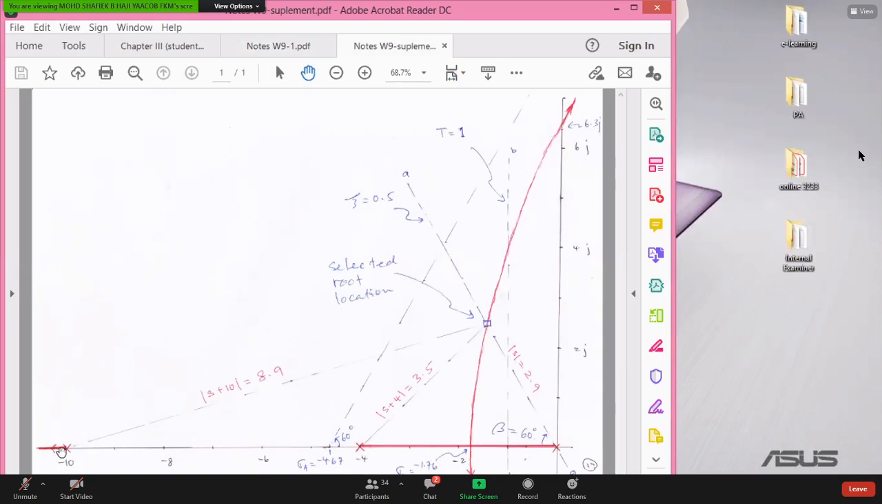On the real axis, the locus exists to the left of an odd number of poles and zeros. So this is the first pole. To the left of the first pole, you're going to have locus on the real axis. To the left of the even pole, you're not going to have locus. And then this is your third pole. To the left of the third pole, you're going to have locus as well, all the way to infinity. So that is on the real axis.